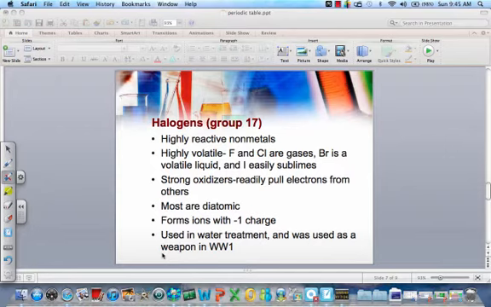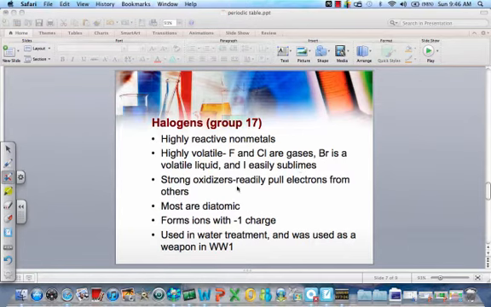So of the metals, the alkali metals are the most reactive. The halogens are the most reactive nonmetals. They're highly volatile, which means they readily form gases. Fluorine and chlorine are usually gases. Bromine is a liquid normally, but it is very volatile, which means it would escape as a gas very rapidly. And iodine easily sublimes. So that means that solid iodine will easily sublime into a gas. So it goes straight from a solid to a gas.